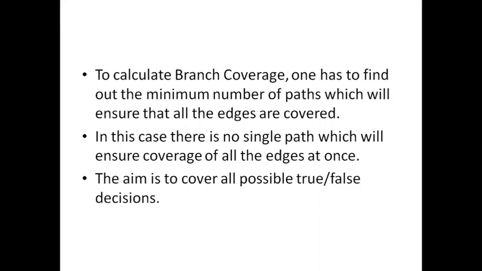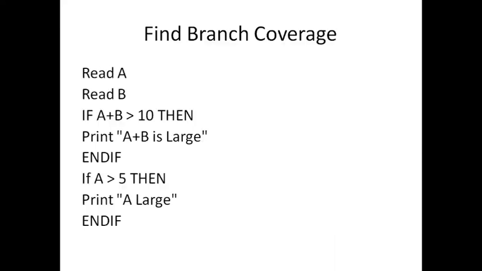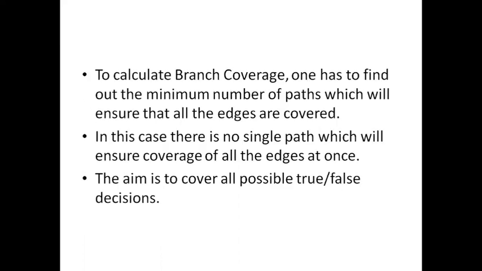Okay. See. So first of all, let us see what is branch coverage. In branch coverage, we are supposed to get the minimum number of paths which will ensure that all the edges are covered. The aim is to cover all the possible true and false decisions. Now over here, the true decision can be if a plus b is greater than 10, then this is the expected output. But what if a plus b is not greater than 10 also? So true and false conditions we have to map.